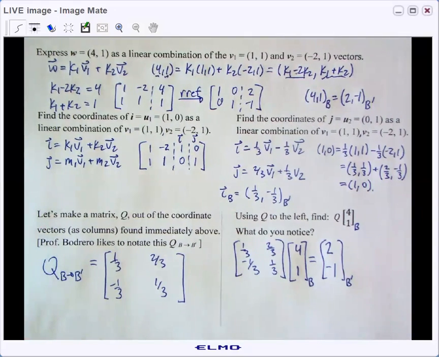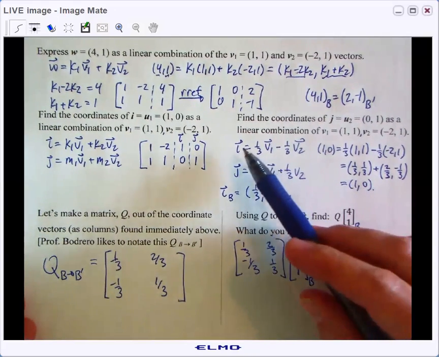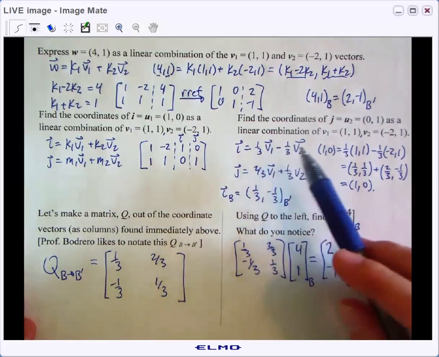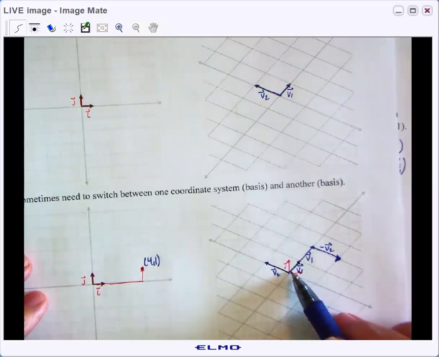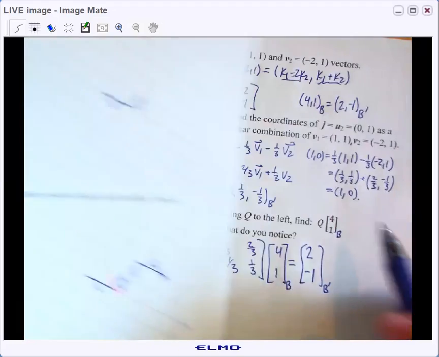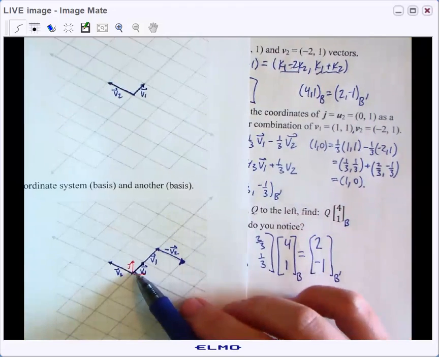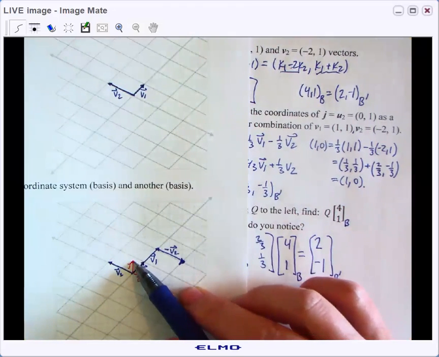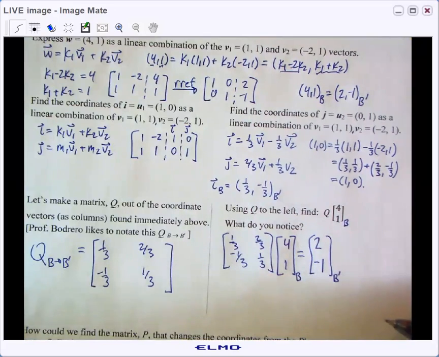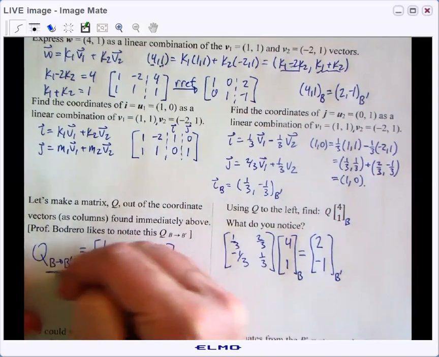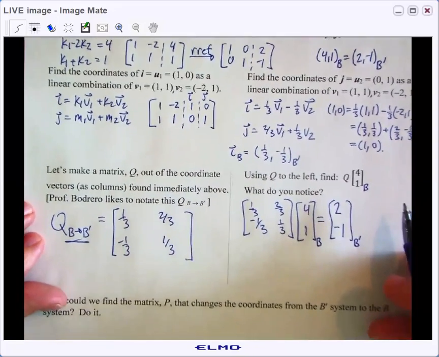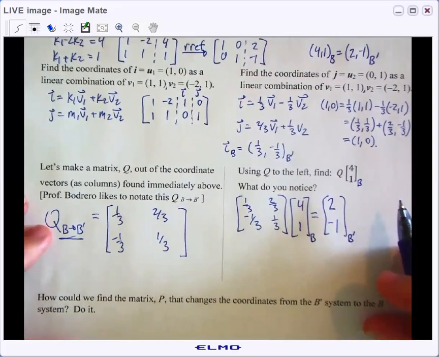And just as a quick thing right here, to make the I vector, we do 1/3 of the V1 vector minus 1/3 of the V2 vector. So to get this guy right here, we do 1/3 of this guy minus 1/3 of that guy, and that would put us right here at the I. And to get the J vector, by the way, we do 2/3 of this guy plus 1/3 of the second vector, and that will put us right where we need to be. Okay. So notice that we went from the B coordinates to the B prime coordinates here. Okay, and I called that matrix Q.